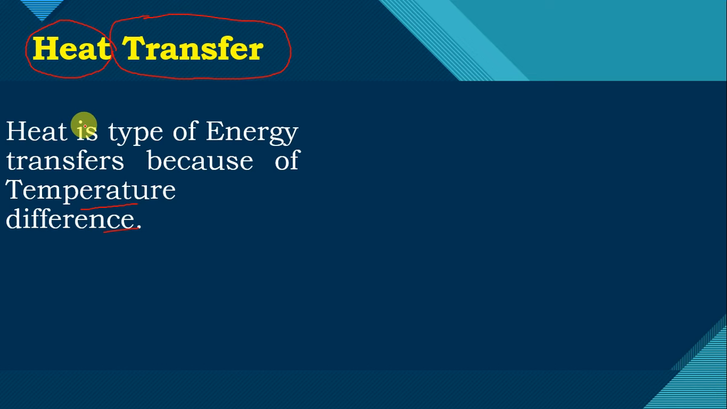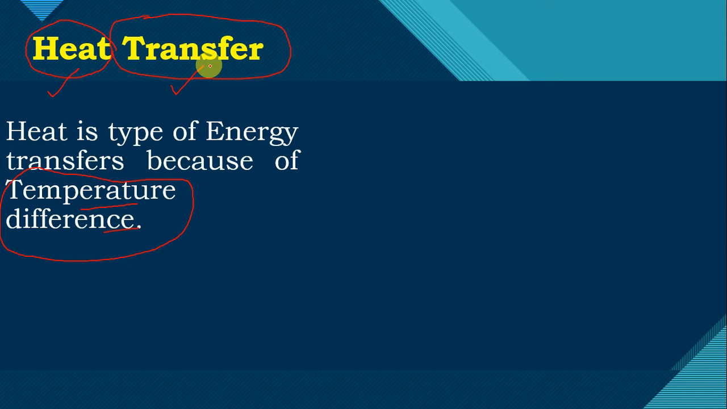Similarly, heat is also one type of energy, but the speciality of this particular energy is that it will transfer when there is a temperature difference. If there is no temperature difference, then heat will not flow. If two bodies are at the same temperature, then heat will not transfer. If two bodies are at different temperatures, then heat will flow from high temperature to low temperature. Okay, so heat is a type of energy and transfer means moving from one place to another.